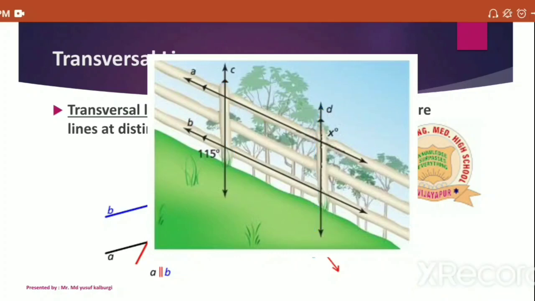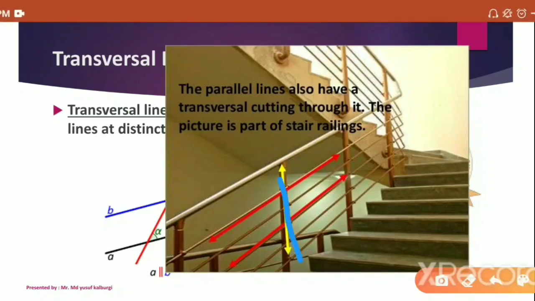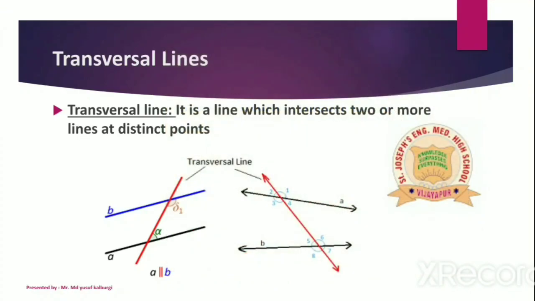Now let's move to the next one. In this one you can see that there are stair railings. They are cut by one more line, which is called a transversal line. Now let's move on. Let's go for the next one.